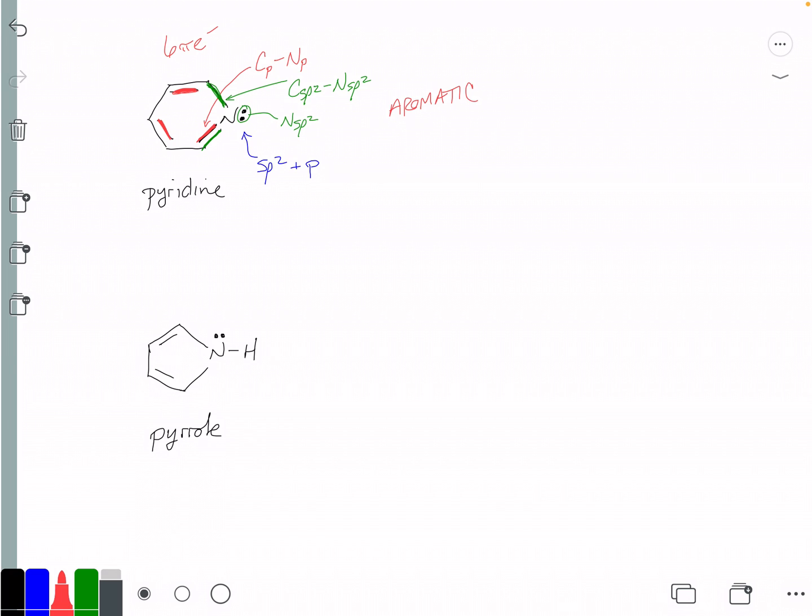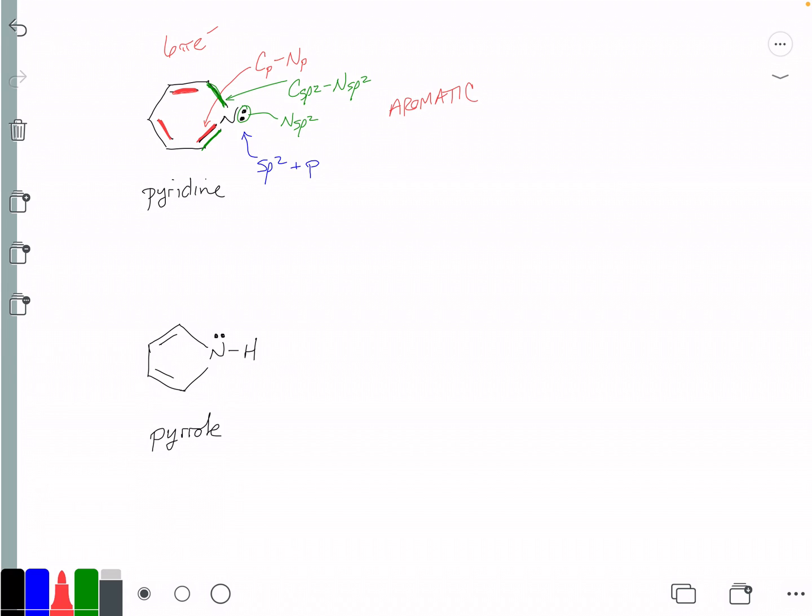Now, if we look at pyrrole, as the other example, we see a similar kind of situation. We see a pair of electrons on a heteroatom, on a nitrogen in this case. We want to do the same kind of analysis. So what's the hybridization on that nitrogen? Well, on first glance, we'd say sp3. It has 4 groups of electrons around it, 3 bonds and a lone pair. That's 4 groups, sp3 hybridized.